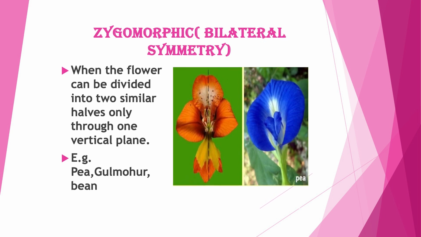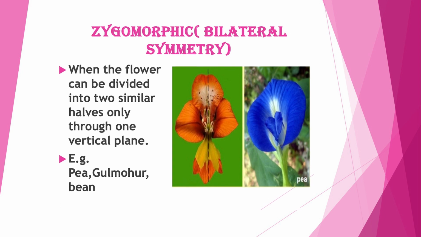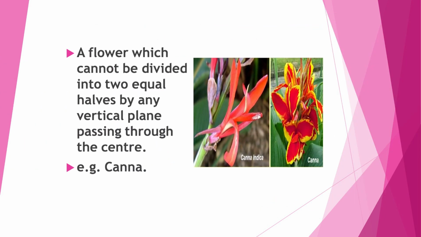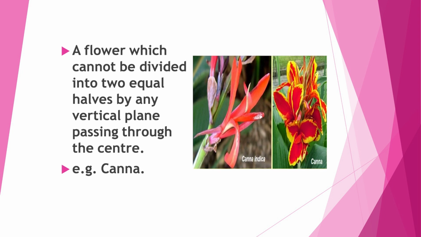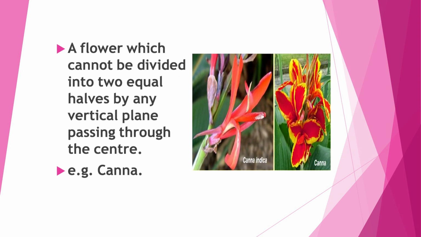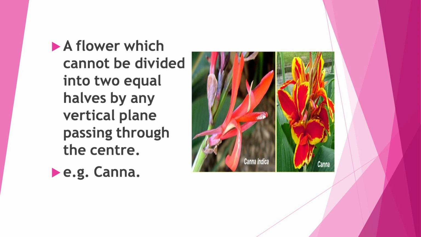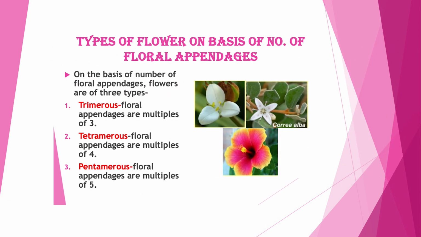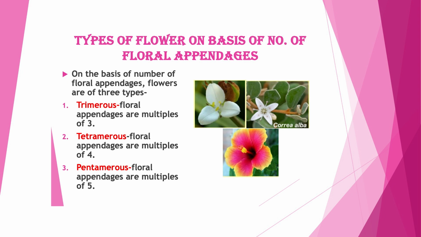Then zygomorphic, when the flower can be divided into two similar halves only through one vertical plane, as you see in pea, gulmohar, beans. Then asymmetric, a flower which can't be divided into two equal halves by any vertical plane passing through the center. You can see it in canna. As you can see on the screen, pictures depicting different types of flowers in the slide.